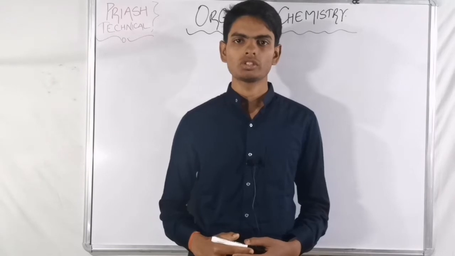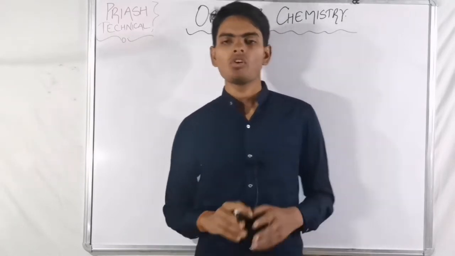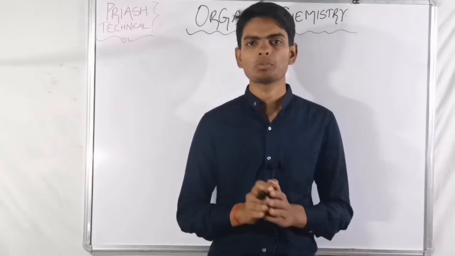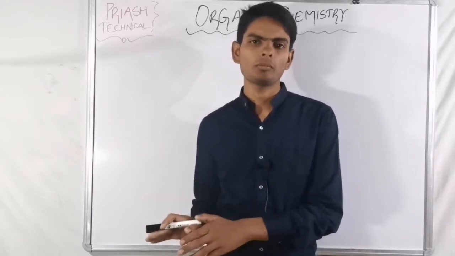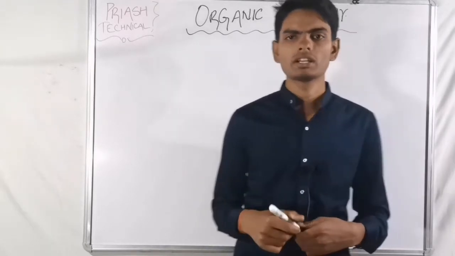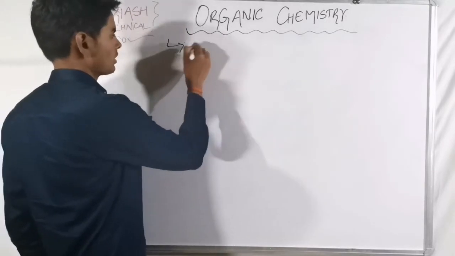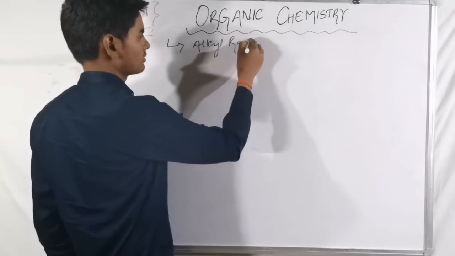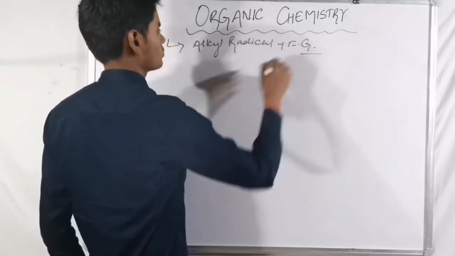Today we are going to start organic chemistry. So, what is organic chemistry? Organic chemistry is the branch of chemistry that deals with the structure, properties, and reactions of the carbon containing compounds. The organic compounds contain alkyl radical plus functional groups.